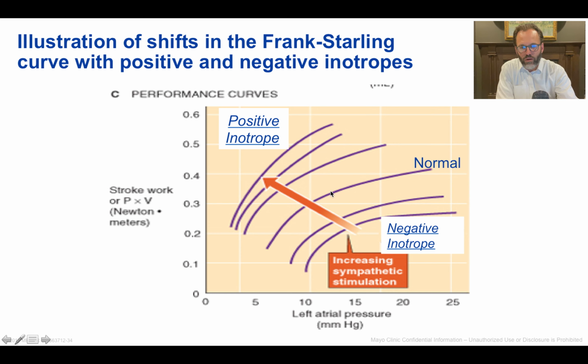But when you have normal conditions here, you can see with the positive inotrope that at any given level of left atrial pressure, we will have an increase in the amount of work that can be performed by the left ventricle. Okay, so that is what a positive inotropic stimulus, a stimulus that increases contractility, will do. If we have a negative inotropic stimulus or a negative inotropic pharmacological intervention, at any given level of left atrial pressure, there would be a smaller amount of work that can be performed by the left ventricle.